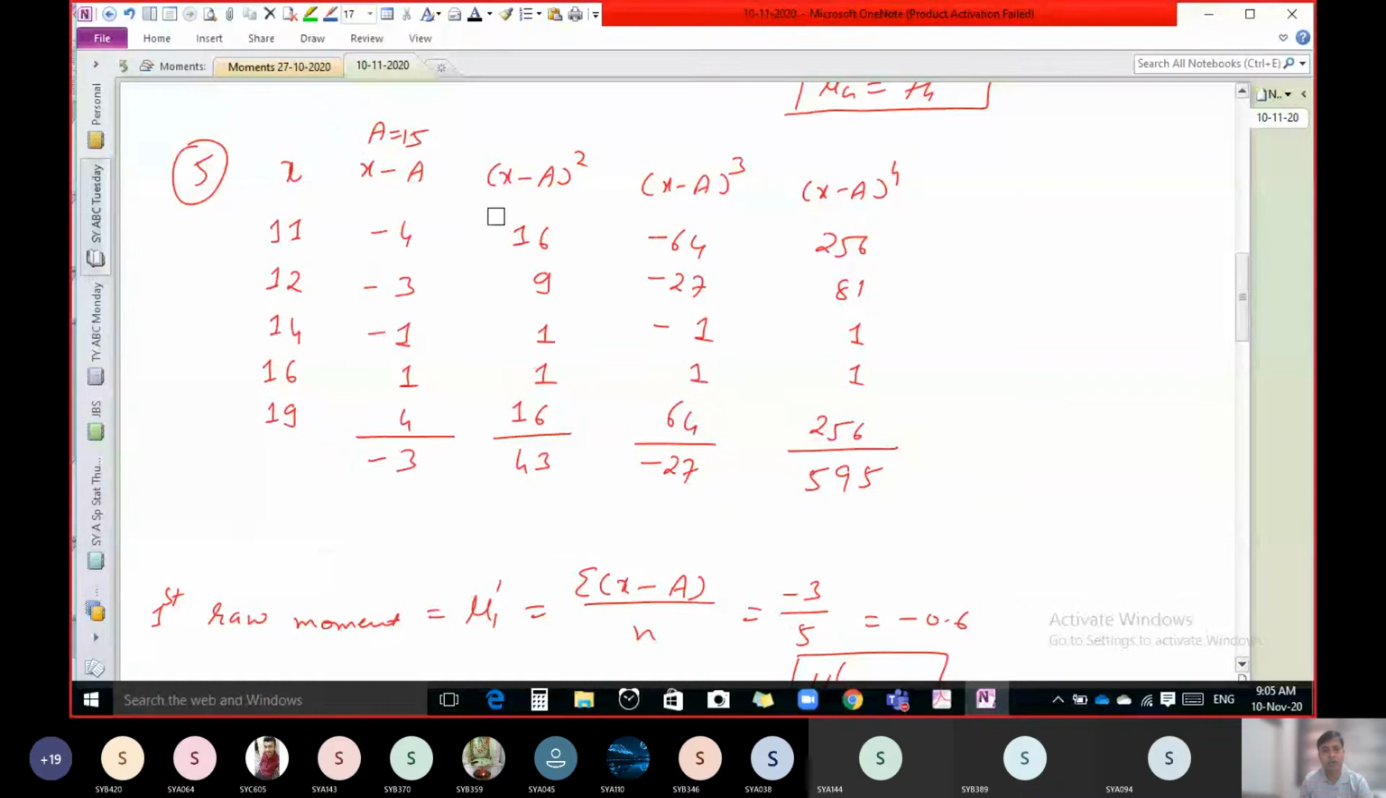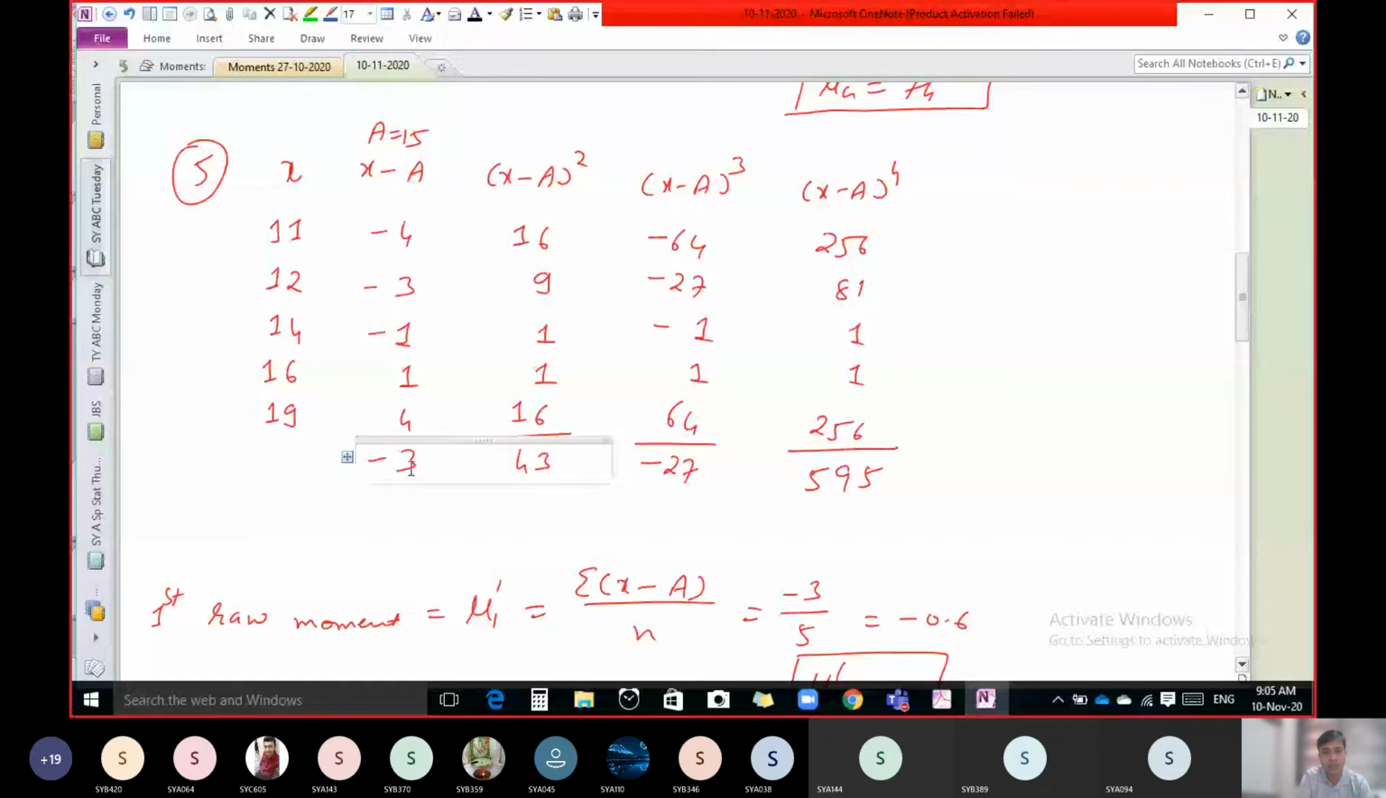Now take squares: minus 4 square is 16, minus 3 square is 9, 1, 1, 16. Total of that is 43. Now the cube of this: minus 4 cube is minus 64, minus 3 cube is minus 27, minus 1 cube is minus 1, 1 cube is 1, 4 cube is 64. Total of that is minus 27. And the power of x minus x bar is 4, which means you have to take the fourth power of this, or you can take the square of these squares. 16 square is 256, 9 square is 81, 1 square is 1, 1 square is 1, 16 square is 256. Total of that is 595.